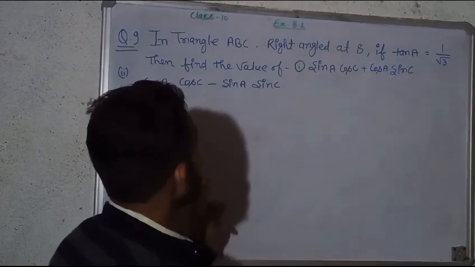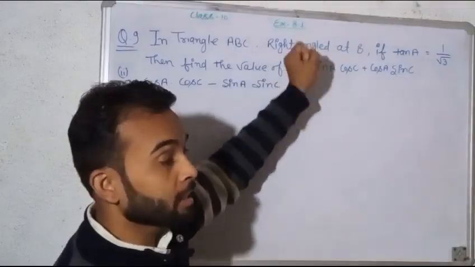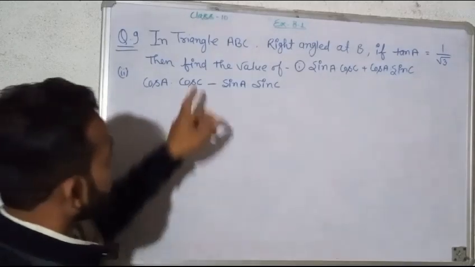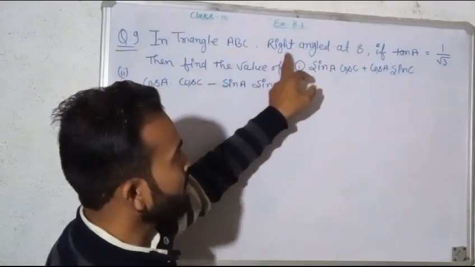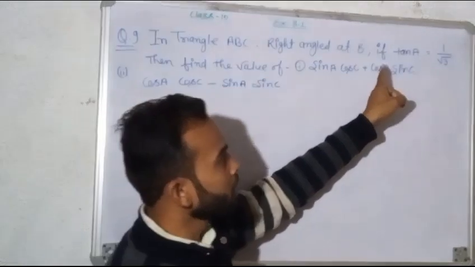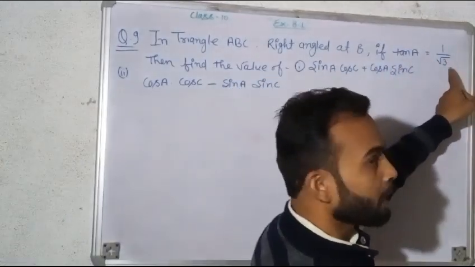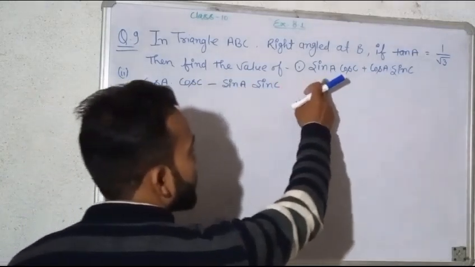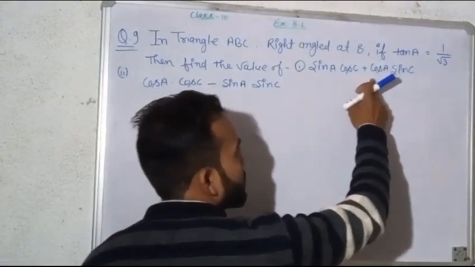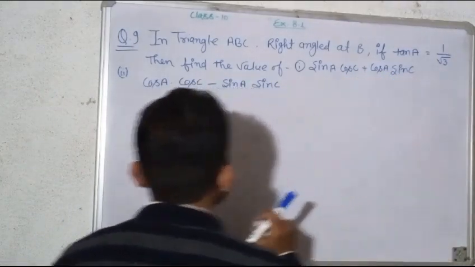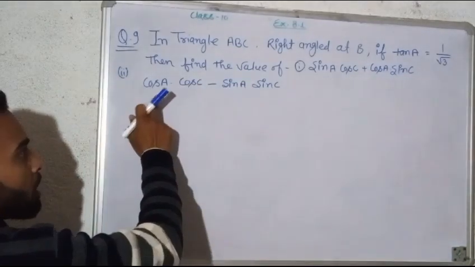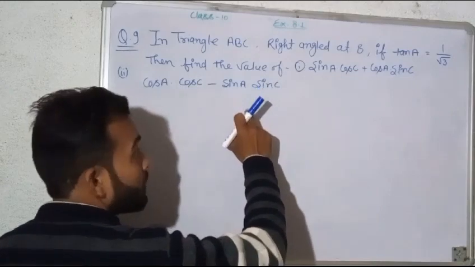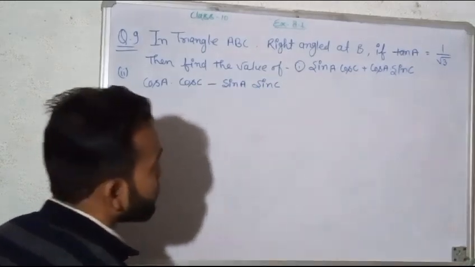We have to solve class 10 exercise 8.1 question number 9. In triangle ABC, right angled at B, if tan A is equal to 1 by root 3, then find the value of: first, sin A dot cos C plus cos A dot sin C; second, cos A dot cos C minus sin A dot sin C.